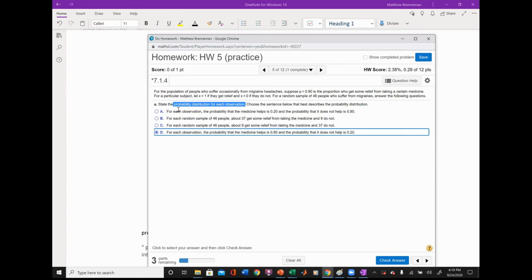So A, it says for each observation, the probability that medicine helps is 20%. The probability it doesn't is 80%. But that isn't what the problem is saying, right? 80% is the proportion who get some relief. So the answer is D. For each observation, the probability the medicine helps, which is what it means to get some relief, is 80%.